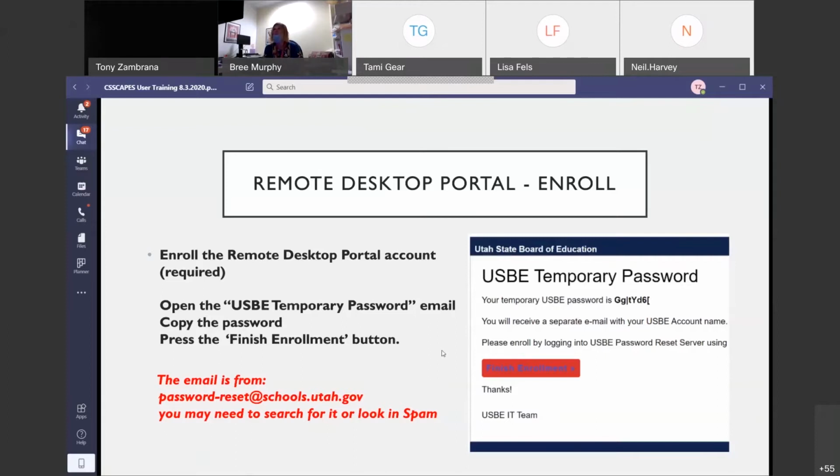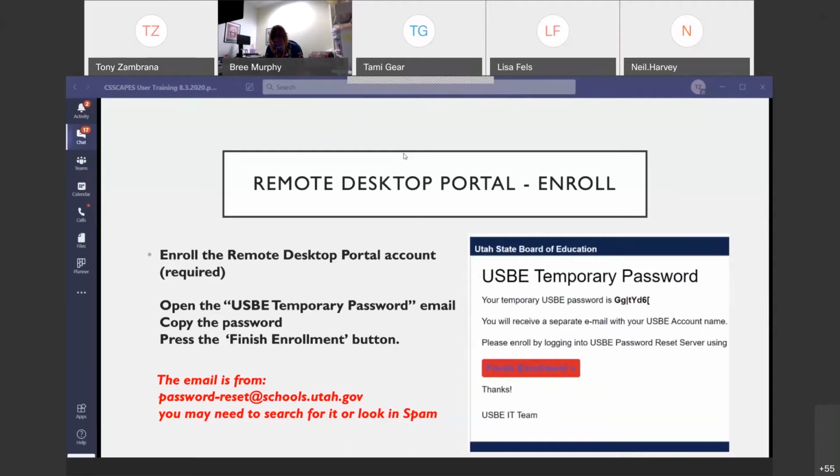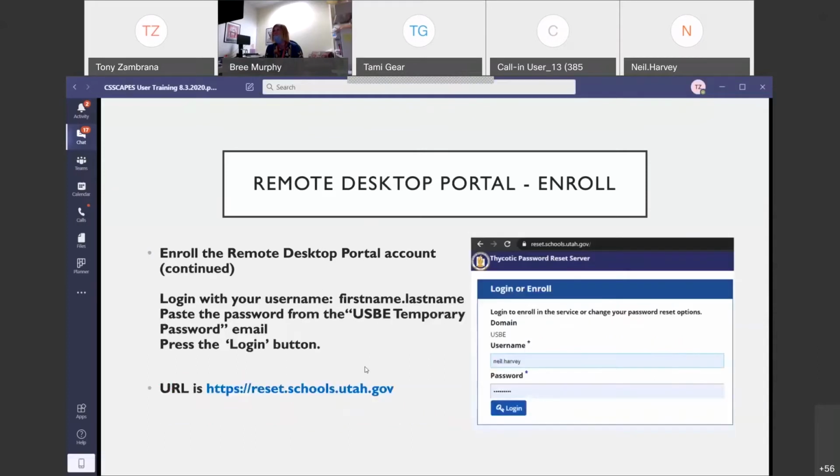Once you get that email, there's going to be two emails actually. One's with a username and one's with a password. You'll want to open the password email, copy, it will look like this on the right-hand side. You'll want to copy that crazy password and then click the finish enrollment. Oh, I swear I brought it. Okay.